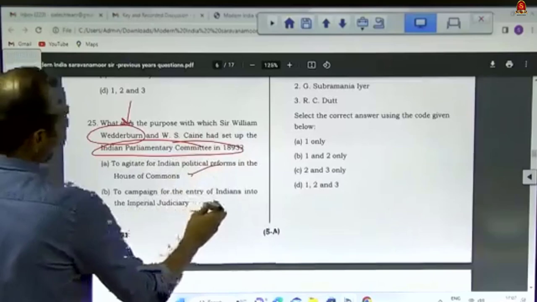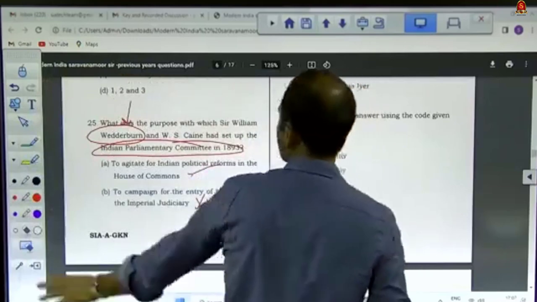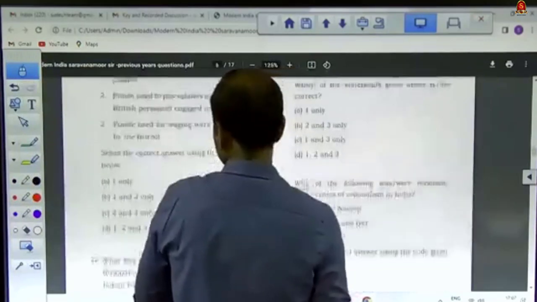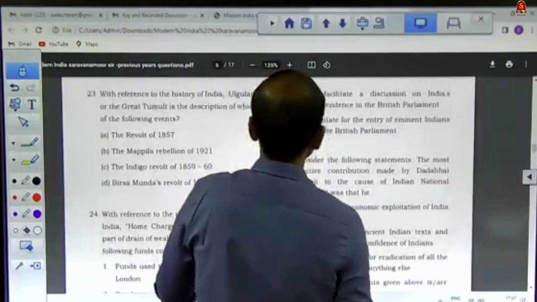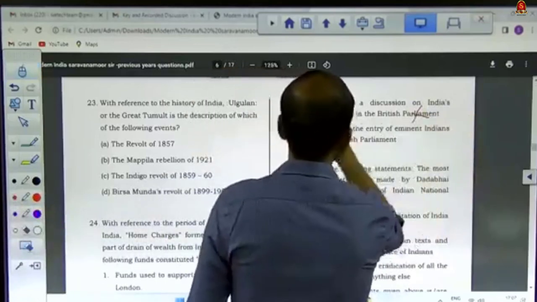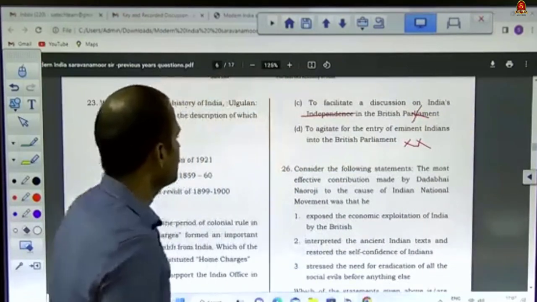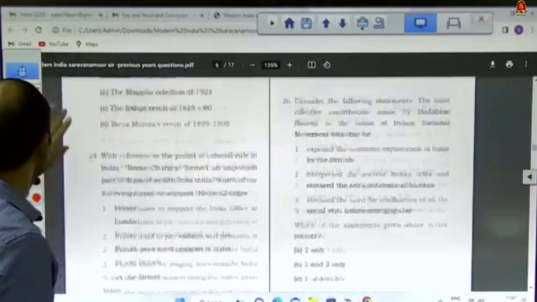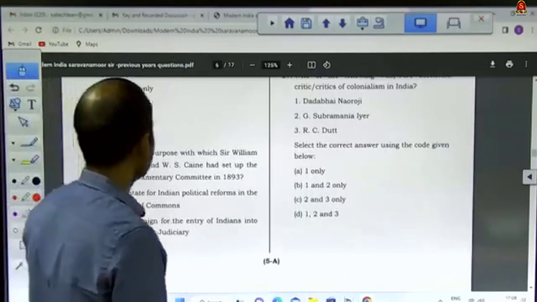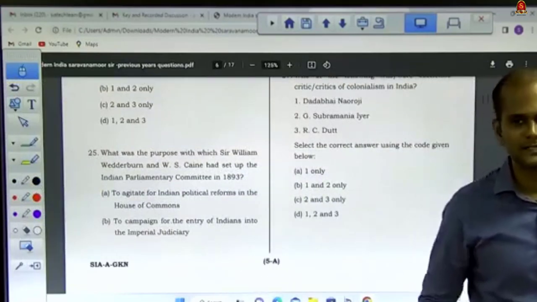To champion the entry of Indians into the imperial judiciary, that is wrong. Thus, the 25th question answer is: to facilitate discussion of India's independence is highly ruled out. There is no way of discussing it. To agitate for the entry of eminent Indians in the British Parliament, not at all. So the probable answer is to agitate for Indian political reform in the House of Commons. What kind of political reforms? More executive members, more legislative members to be added, that kind.